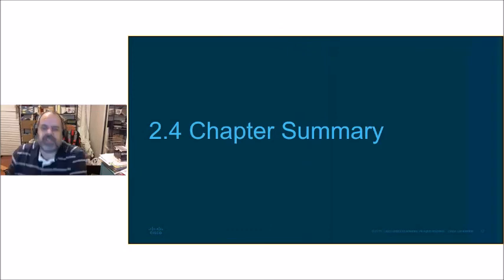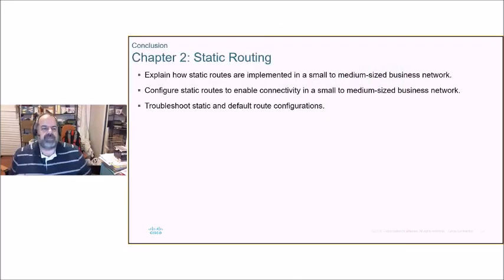Okay, so chapter summary. And so we've looked at static routing. We've explained how static routes are implemented in a small to medium-sized business network. We've configured static routes to enable connectivity in a small, medium-sized business, and we've looked at troubleshooting static and default routes. Okay, so that's chapter 2.